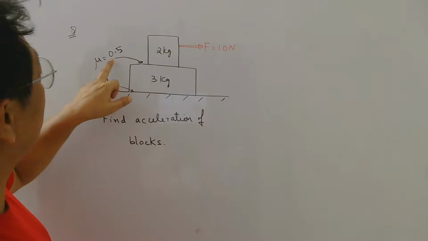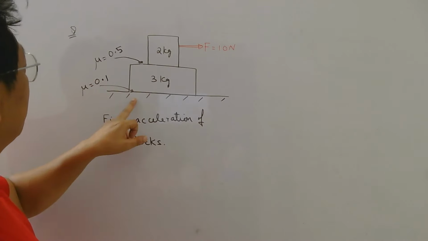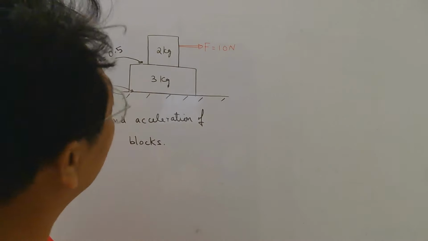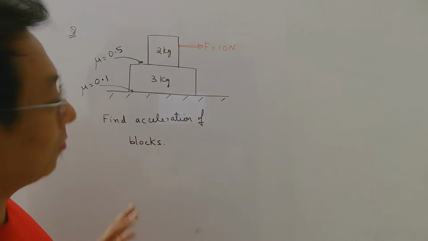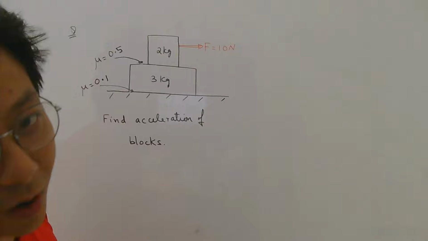Here the friction coefficient is 0.5 and here the friction coefficient is 0.1. We have applied here a force of 10 Newton. Now we have to find the acceleration of the blocks.